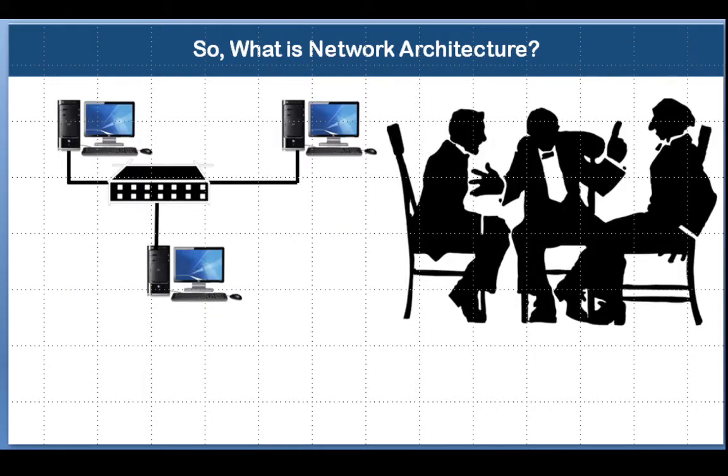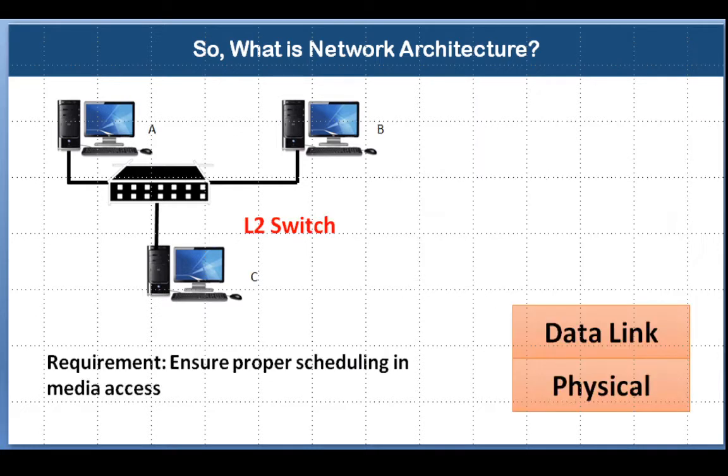Now look at this diagram. When we are connecting three nodes to each other, we need one more additional device, because each computer has one port, so you cannot connect more than one node to each other. So we need some connecting device when we are connecting more computers. What is this connecting device? This connecting device is basically a switch, and we have added one more layer to the network. The function of this one more layer is to ensure proper scheduling in the medium access.